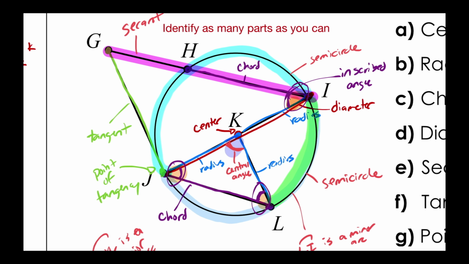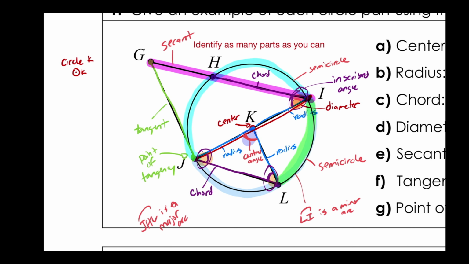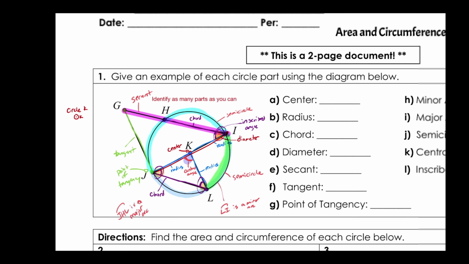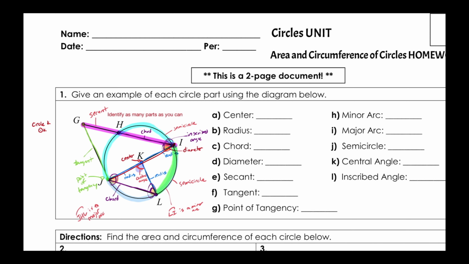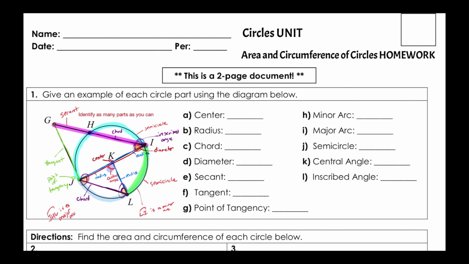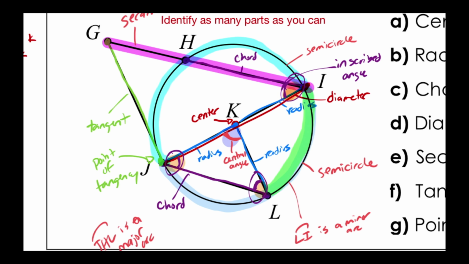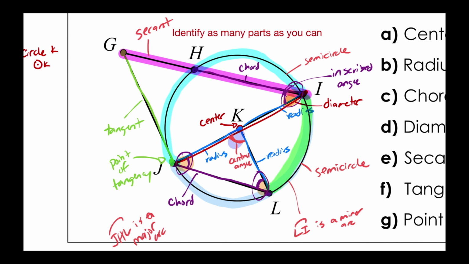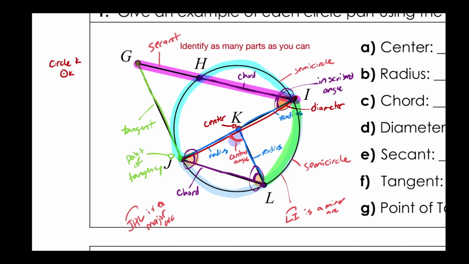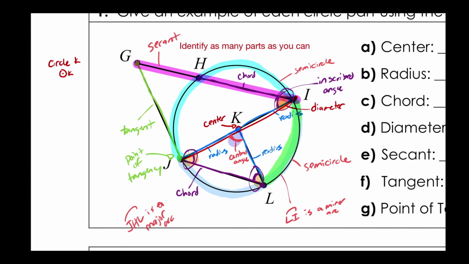I think we got most of them. Just a little hint. This was part of your homework that's due on Thursday. So we did the first part of your homework, naming some parts of the circle. Okay. All right. So we do have some new notes.